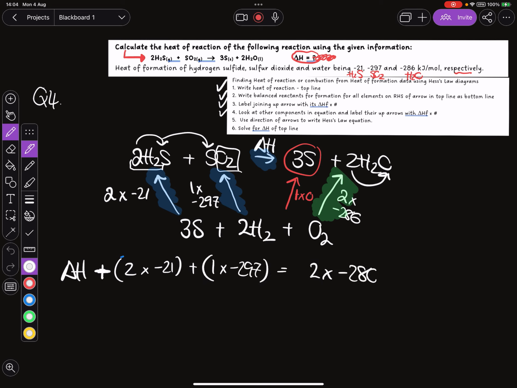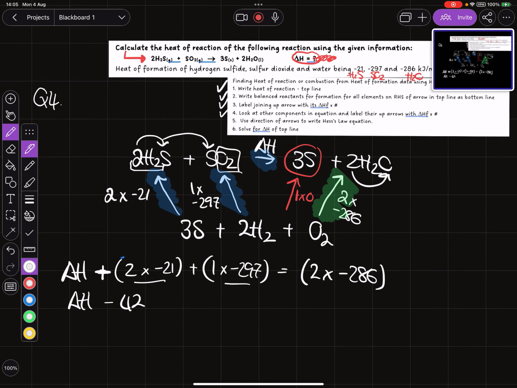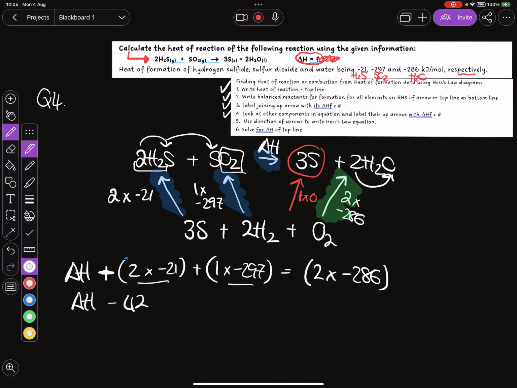To make sure I get my signs right, I am going to solve both of these before we go. So 2 by 21 is 42, and a plus by a minus is minus 42. Here, 1 by minus 297 is 297, but a plus by a minus makes this minus 297, and that is going to be equal to 2 by minus 286. Now we could solve this 2 by minus 286, but again, I'm always afraid of making mistakes, so I like to keep things that I don't need to do, that I can just plug into my calculator as is. Less chance of a mistake.